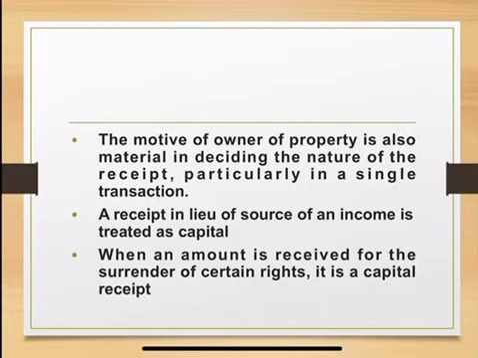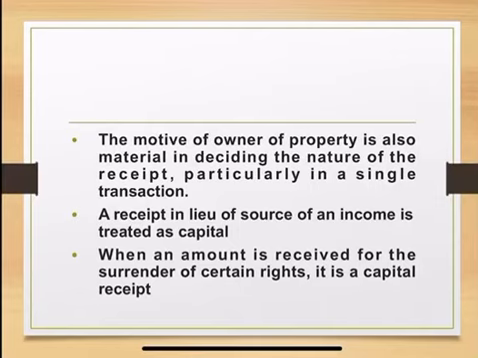A receipt in lieu of source of an income is treated as capital receipt. For example, compensation received on the death or permanent disability. Because such receipt is a substitution of source of income, this will be a capital receipt. On the contrary, if a person due to some injury is temporarily out of work and he is paid some compensation in substitution of his loss of income during the period of disablement, it's a revenue receipt.